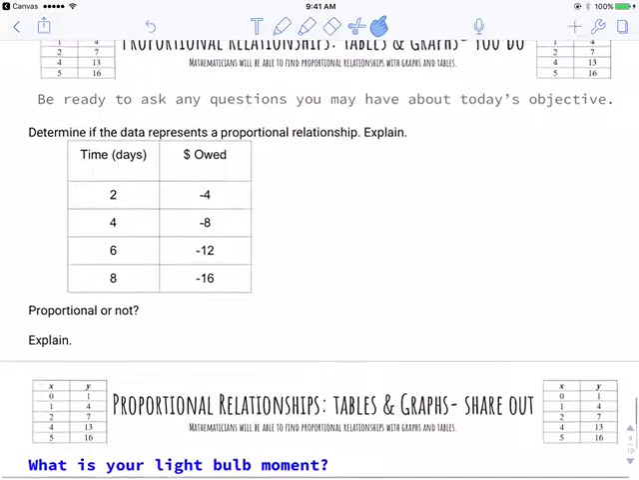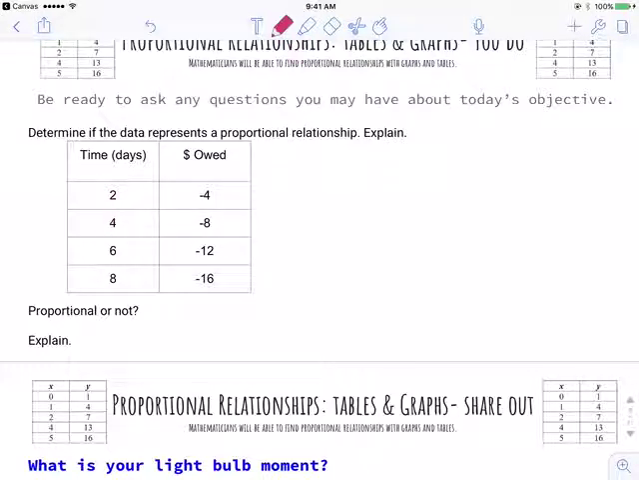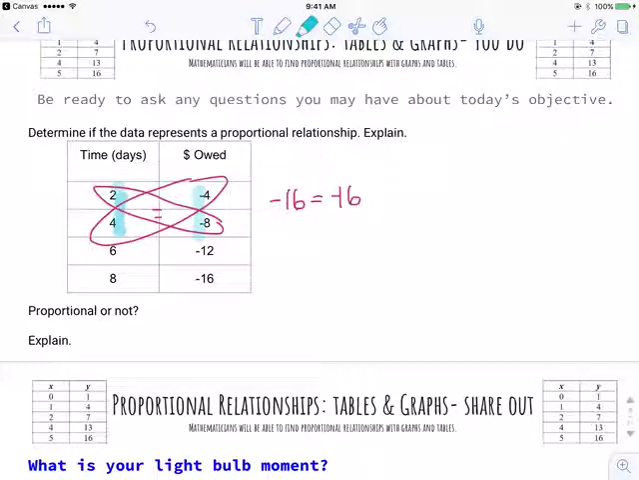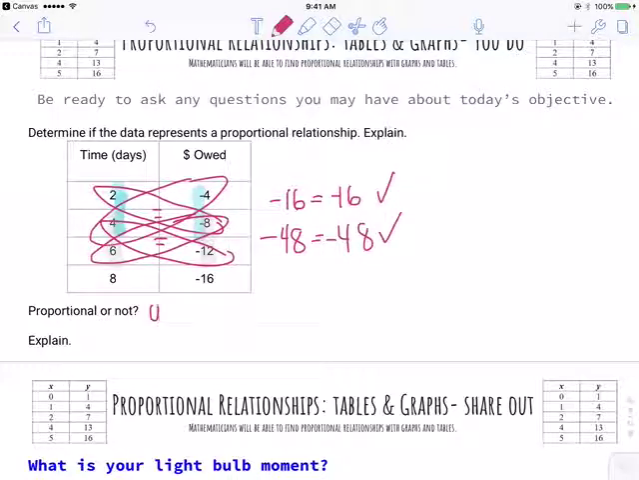Going to the last one, looking at the table, I'm going to look at those proportions. So I'm going to cross multiply, working with some negative numbers here. So 2 times negative 8 is negative 16. 4 times negative 4 is negative 16. And I'm going to check at least one more. So I'm going to check this 4, 6, and 8, negative 12. So don't let tables make you think those aren't fractions, because they are. So 6 times negative 8 is negative 48. And 4 times negative 12 is negative 48. So these both check out. So it is proportional. And here is your proof.